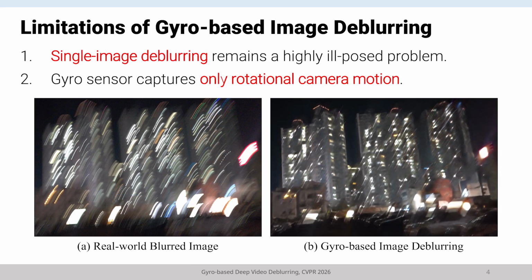However, there are several limitations. First, most previous methods focus on single-image deblurring. Even with gyro data, single-image deblurring remains an ill-posed problem. Second, gyro sensors only measure rotational motion. Therefore, previous methods ignore translational motion. Due to these limitations, these methods still struggle to restore sharp details.